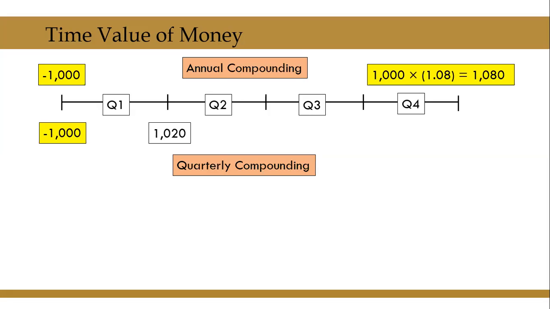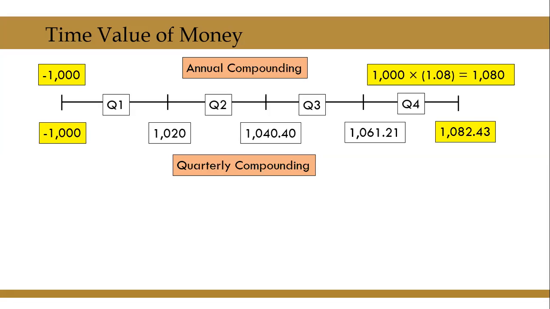Therefore, from Q1 to Q2, it will grow to 1040.40, which is nothing but 1020 into again 1.02. At the end of Q3, this will become 1061.21, which is 1040.4 into 1.02. And at the end of 1 year, which is also the end of Q4, the amount will become 1082.43, which is 1061.21 into 1.02. So what has happened here?